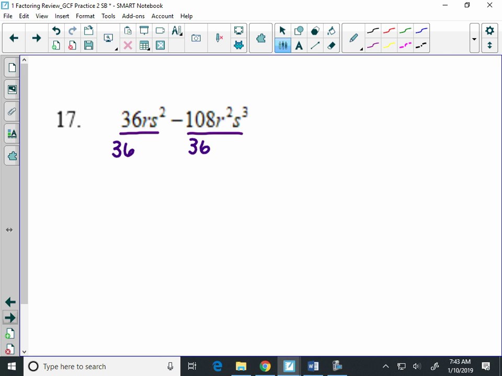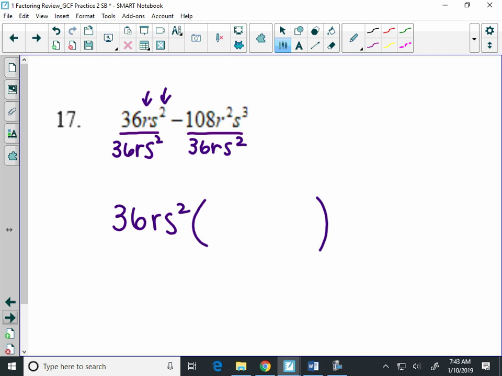Now I look at the variables. Each term has an r. The r with the lower exponent is here, r to the first. So that's part of your GCF. And both terms have an s. Well, the lower exponent on the s is here, s squared. So you're going to pull an s squared out. Remember, you write your GCF in front, 36r s squared, and then a set of parentheses for what you get when you divide.